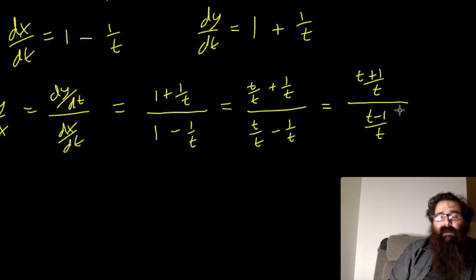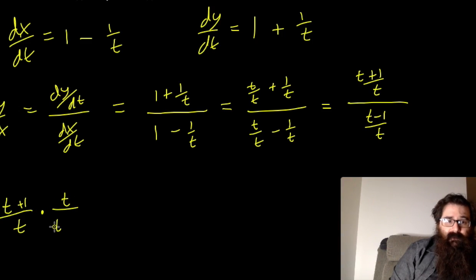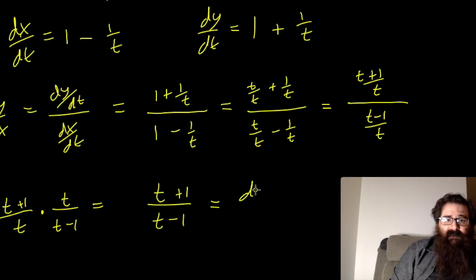And then we'd say, well, don't divide a fraction by a fraction. Don't ever do it. Multiply by the reciprocal instead. So we'd say (t plus 1)/t times, if I flip the fraction on the bottom, I get t over (t minus 1). The t's are going to cancel across the fractions, so I'm left with (t plus 1)/(t minus 1). And that's my first order derivative dy/dx.